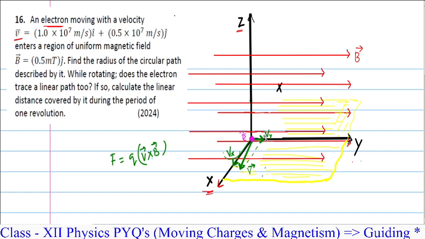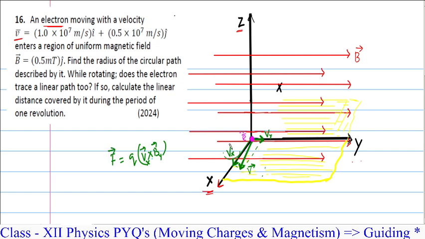Using this formula we can express the force acting on the charged particle. The y component of the velocity is along the direction of the magnetic field, so due to that one it will not experience any force. That's why the electron will move along the y direction due to the presence of that velocity. Due to the x component of velocity, and as the magnetic field is along the y direction, it will experience a force.